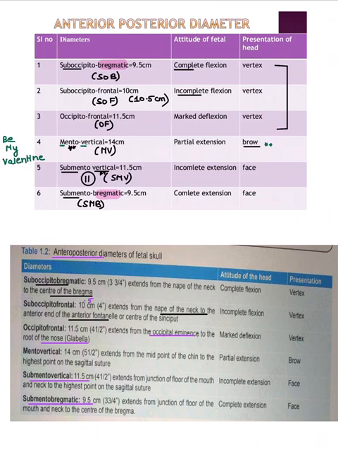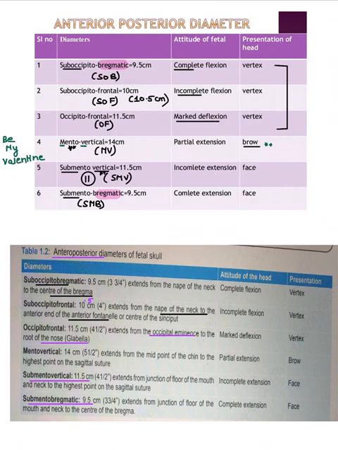Now think, if there is incomplete flexion, guys, where you don't completely touch, you touch a little less. So what will come? That is suboccipito, and the maximum diameter is the suboccipitofrontal diameter. Instead of bregma, it will go to frontal. Now think about marked deflexion, guys. What will there be? Instead of suboccipito, it will be occipito, and frontal will be there, guys. So these were the three cases in vertex presentation, guys.